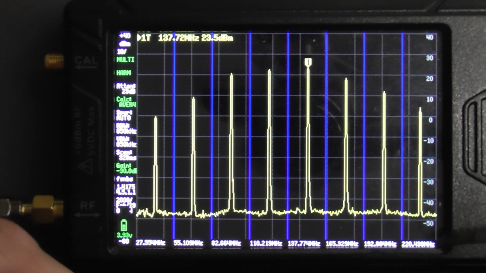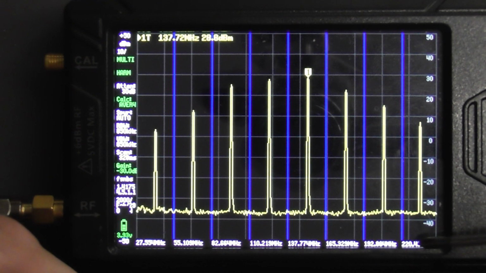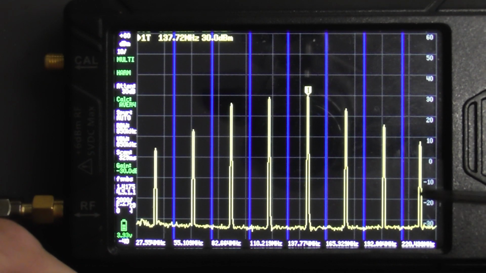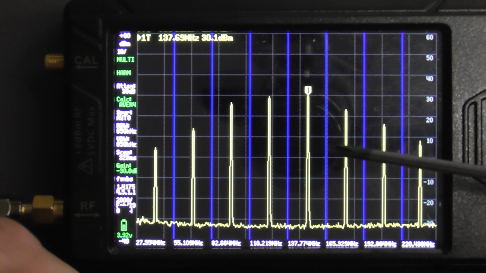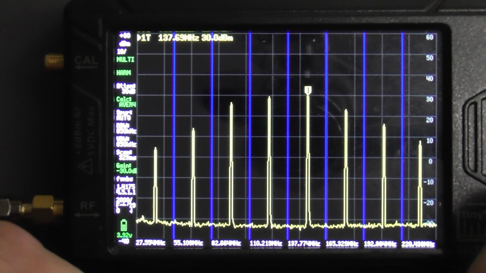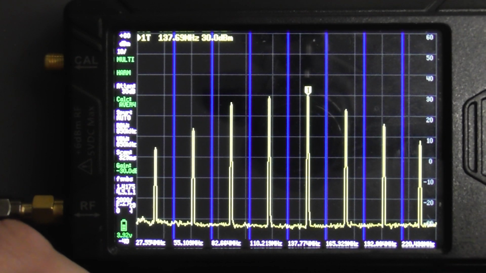I've only set this up to 220 megahertz, but I'm pretty sure this goes all the way to 400, 500 megahertz, even a bit more. So yeah, not a good idea to transmit out of the box without doing the modification.